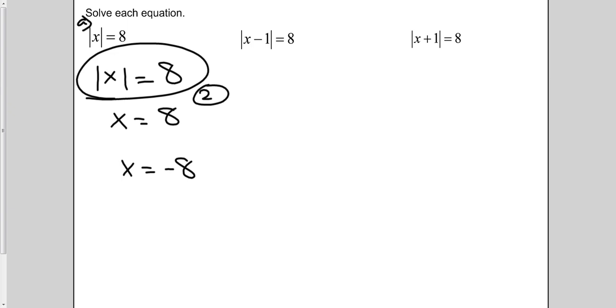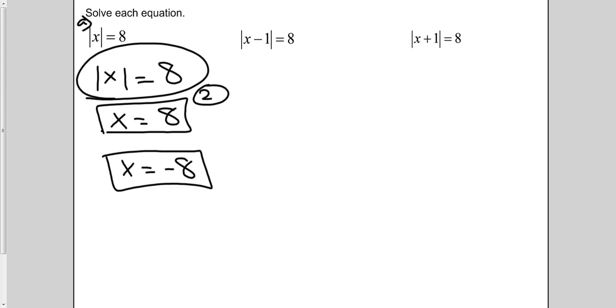The two answers are the positive version of the distance and the negative version of the distance. Really, that's not the best way to say it. We're really looking at what's going to the right of that central value and what's going to the left of that central value.